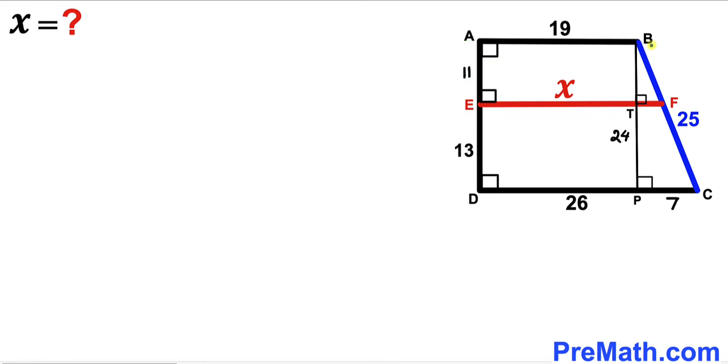Furthermore, we know that this segment BT is going to be equal to this segment AE. If this segment is 11, then this BT segment is going to be 11 as well. Now we can see this base is 19, so this segment ET is going to be 19 as well. Now our task is to calculate this tiny segment TF, and I'm going to label this tiny segment TF as lowercase a. Now we are going to find the value of lowercase a.